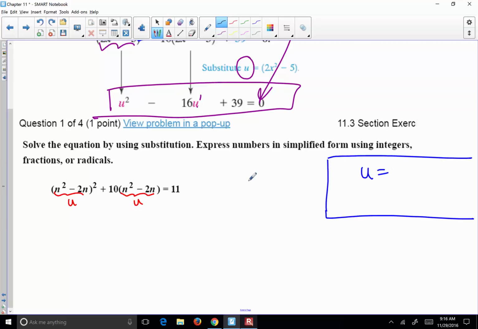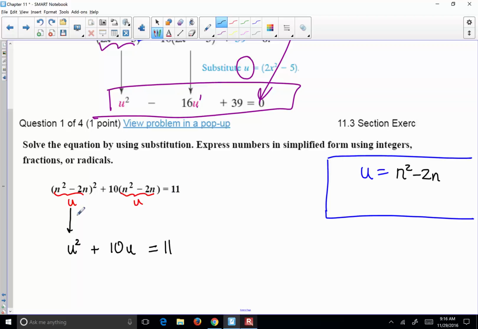So record what you called u to be here. You assigned u to be what? n squared minus 2n. Record it here. We will come back to this. Now write the new equation with u's. u squared plus 10 times u equals 11.